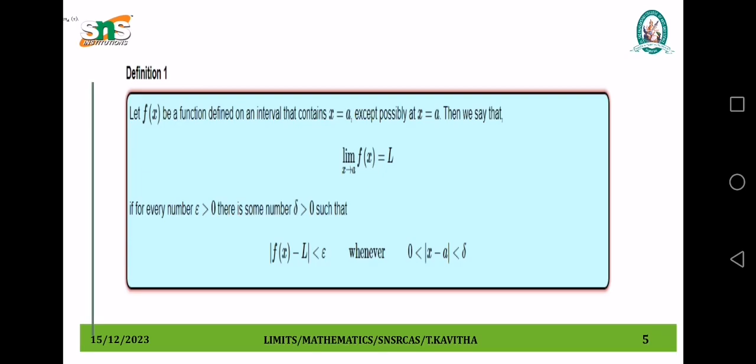And next we go on to the definition of limit. Let f of x be a function defined on an interval that contains x equal to a, except possibly at x equal to a. Then we say that limit x tends to a f of x is equal to L, if for every number epsilon greater than 0, there is some number delta greater than 0 such that modulus of f of x minus L is less than epsilon whenever 0 is less than modulus of x minus a is less than delta.